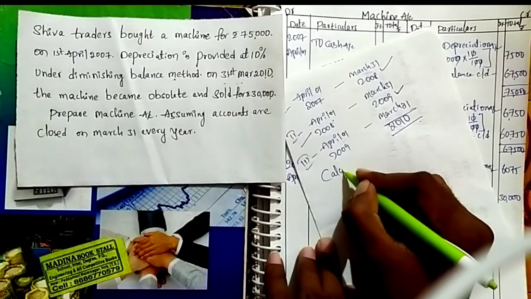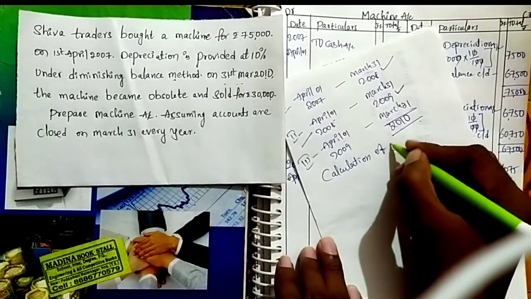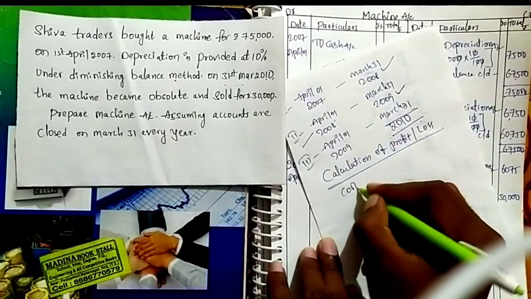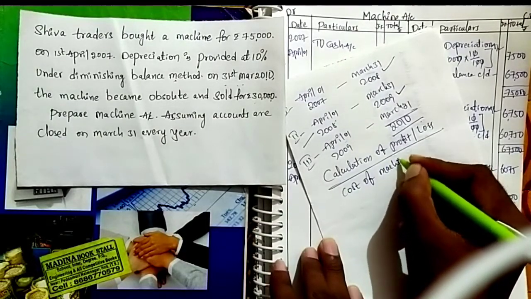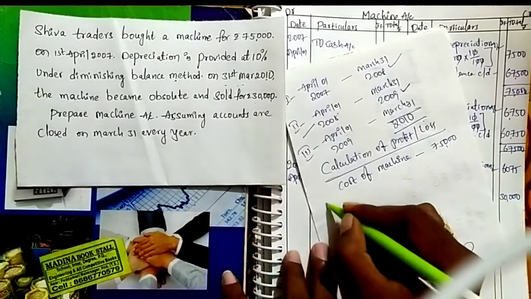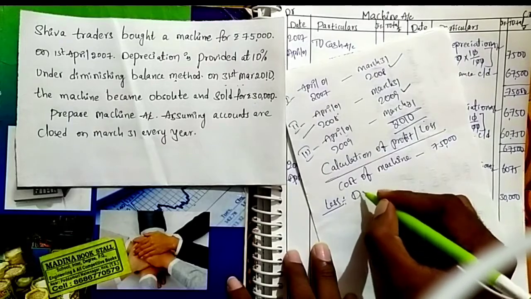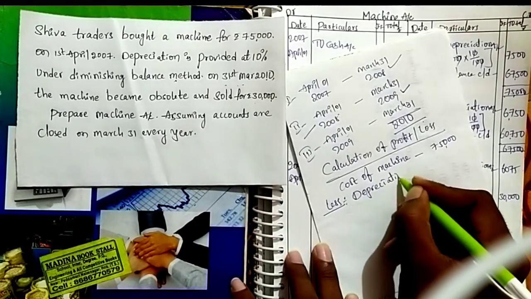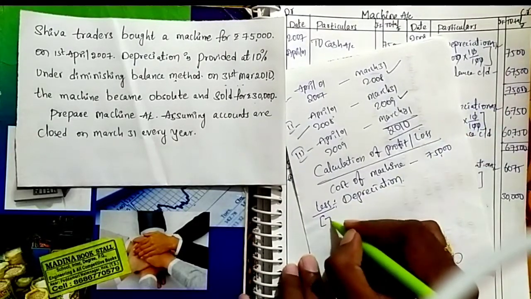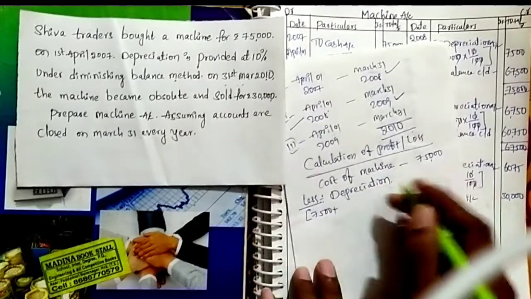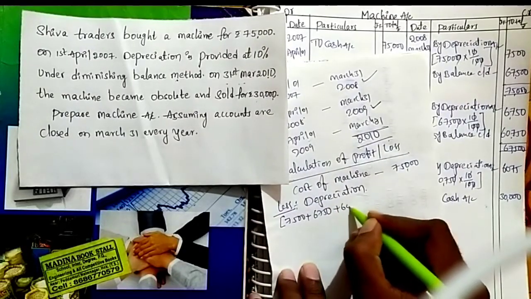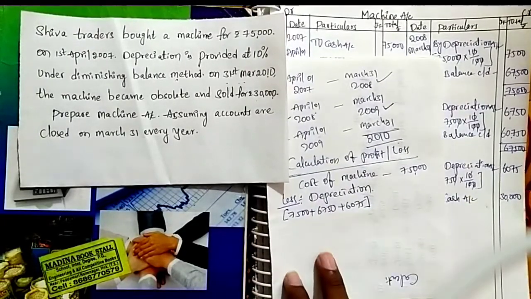Next, at the time of sale of the machine we have to calculate either profit or loss. See this, calculation of profit or loss. Cost of machine: what is the cost of the machine? 75,000. Less total depreciation. See this, first year we provided depreciation of 7,500, second year 6,750, third year we provided depreciation of 6,075.